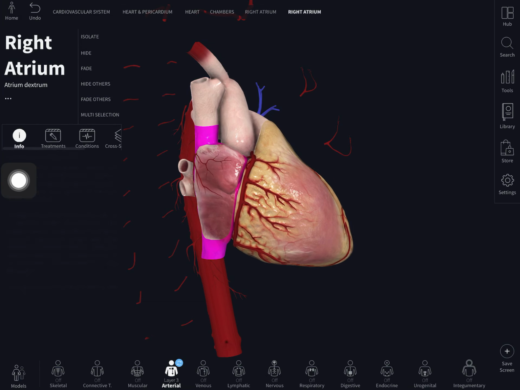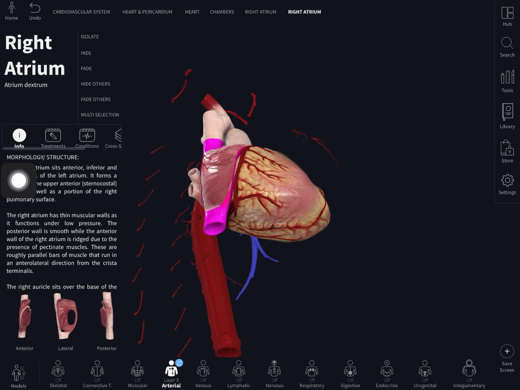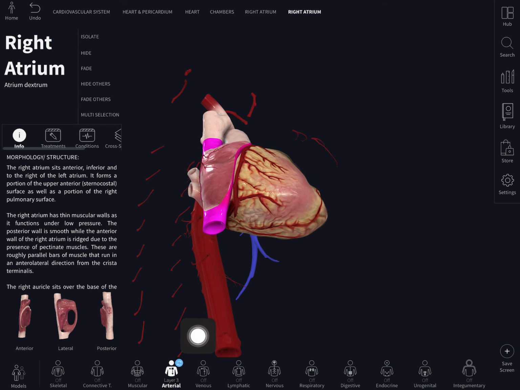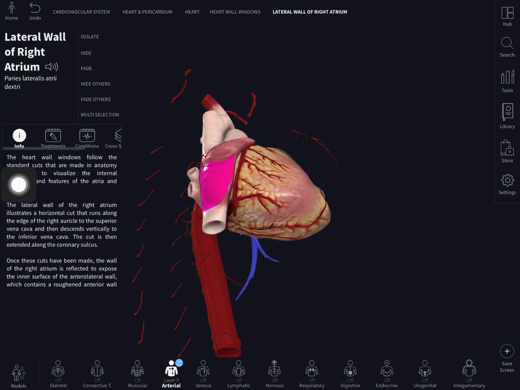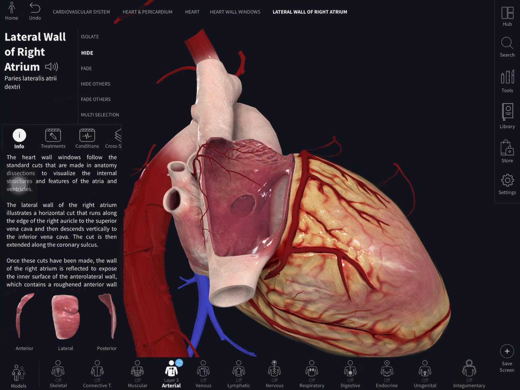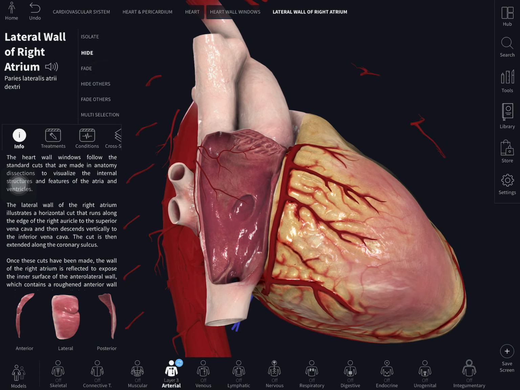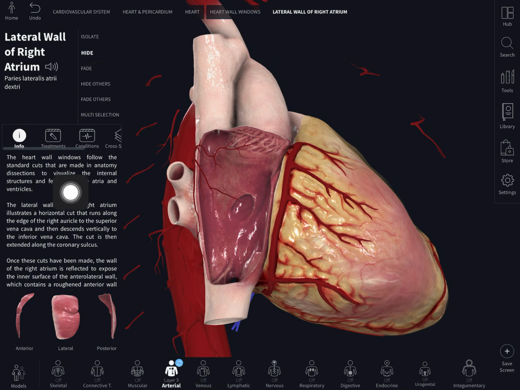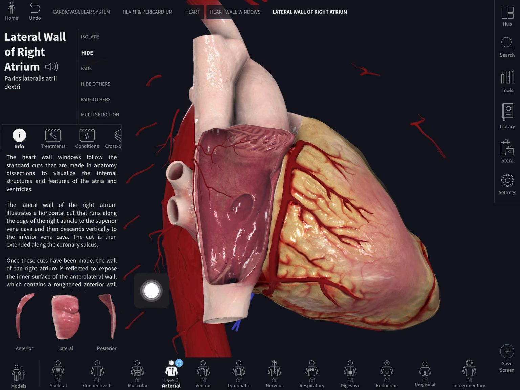And this is the inferior vena cava. This also comes and opens into the right atrium. If I open the right atrium now, you can see this is the right atrium, and this part is the opening of the superior and inferior vena cava.